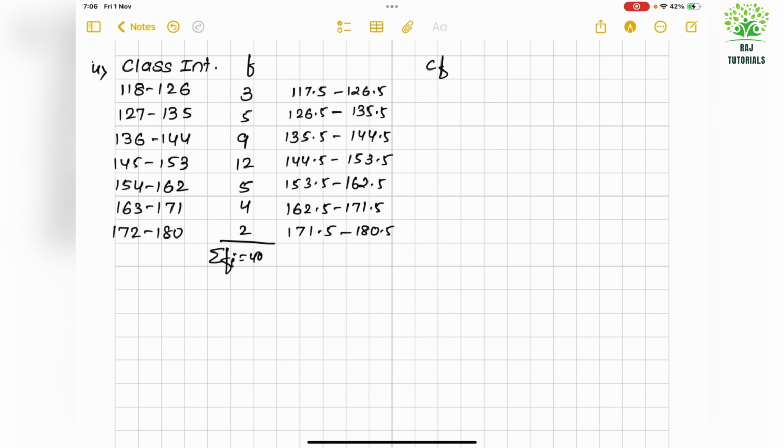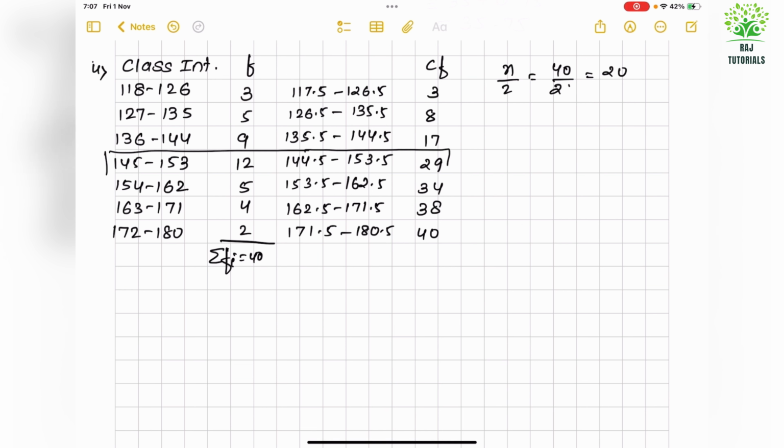171.5. I will need CF, so CF also I am finding: 3, 8, 17, 29, 34, 38 and 40. Now n is 40, so n by 2 will be 40 by 2, that is the 20th observation. So the 20th observation will come in this one after 17. So F is 12, L is 144.5, CF is 17 and H is 9.